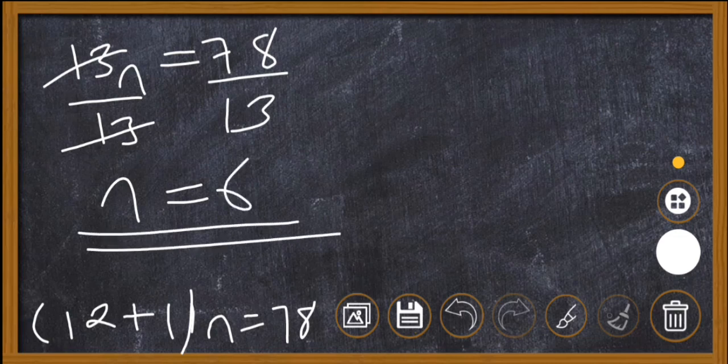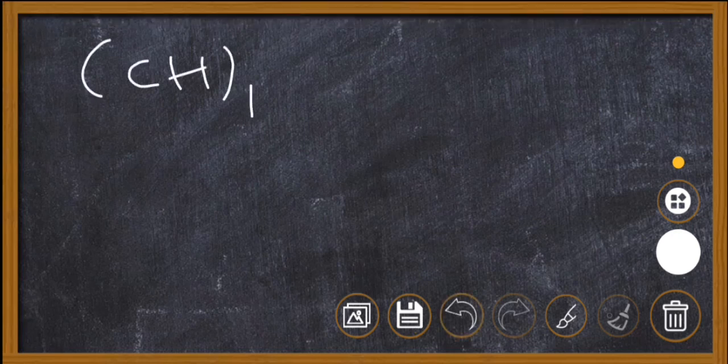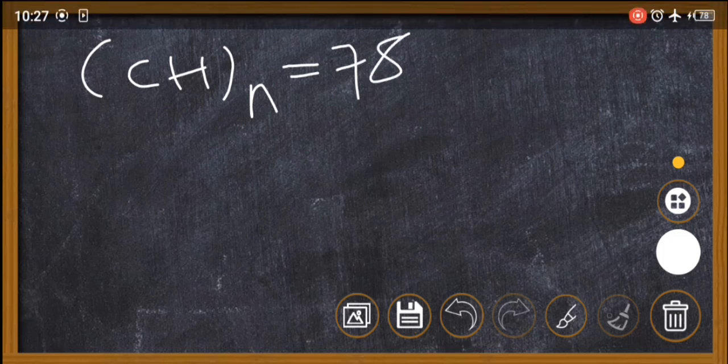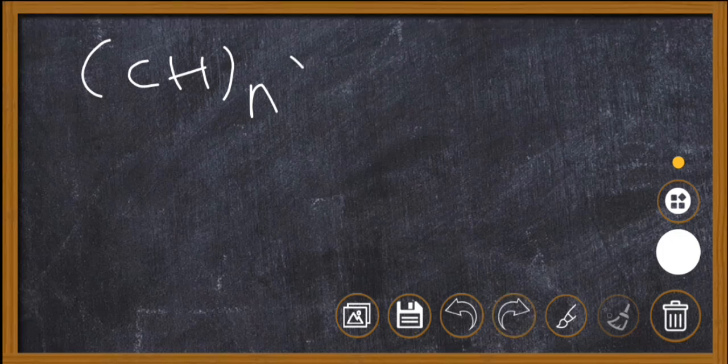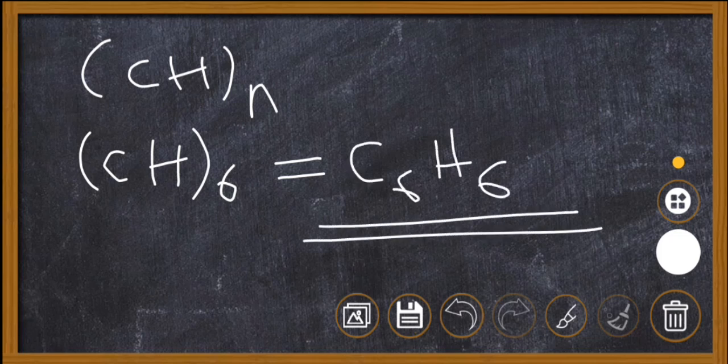Now remember, at first we had CH n equals 78. In this case, this side only represents the molecular formula. Remember we have found the value of n, which is of course 6. If we multiply 6 throughout in here, we are going to have C6H6. So this is the answer to the question that we had.